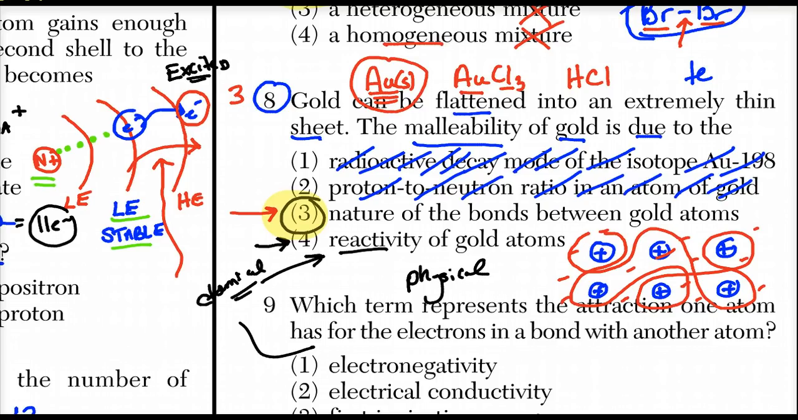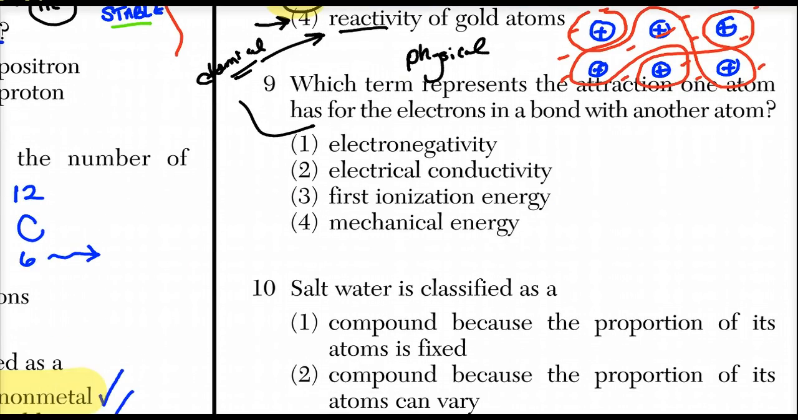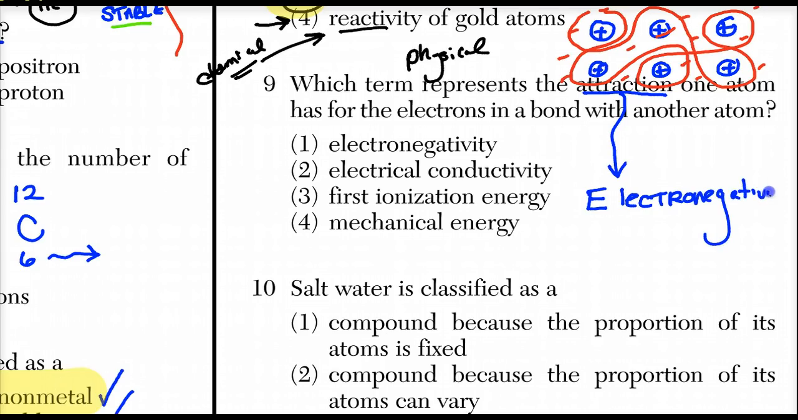Number 9. Let's get some stuff out of the way here. Which term represents the attraction of one atom for another? You've got to get this down. How many times we talked about attraction? We have a fancy word for attraction. So when you say this, you got to put the pinky up. And it's called electronegativity. Electronegativity. And of course, that's the answer.